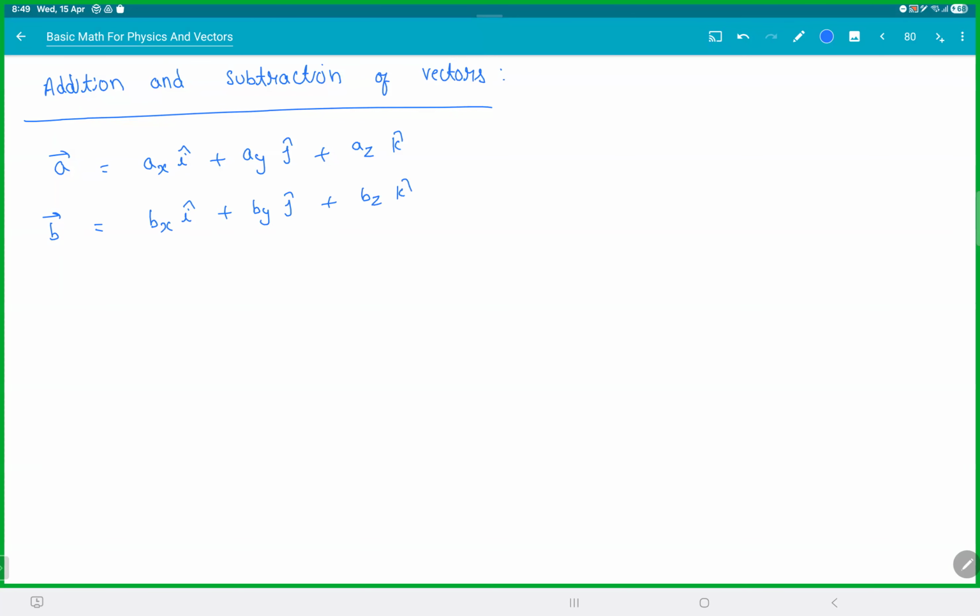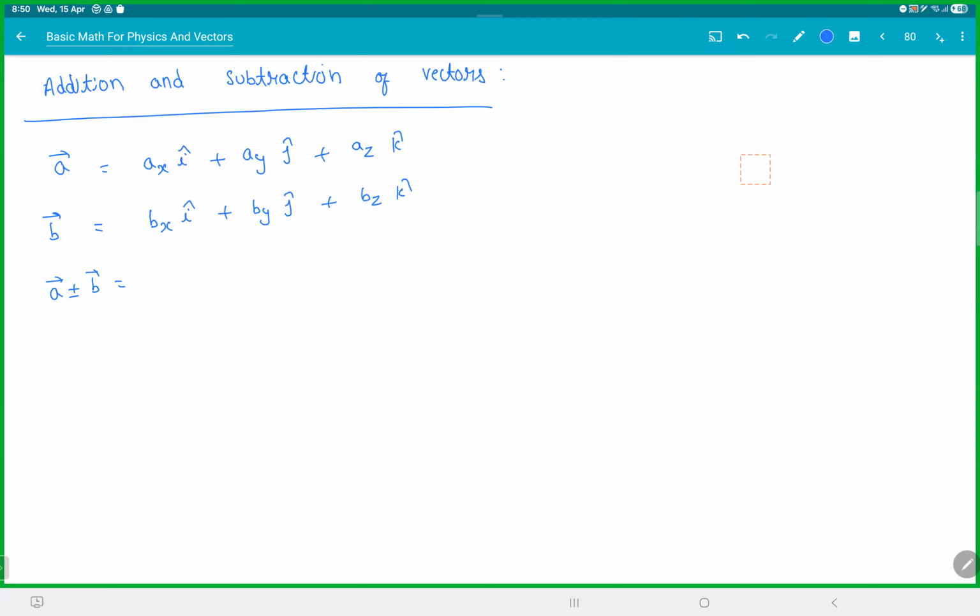Whenever you want to add or subtract vectors A plus or minus B, it's straightforward. Think of it like this: if I have 3 apples, 4 oranges, and 2 watermelons, and in the second box I have 2 apples, 1 orange, and 3 watermelons, when I add them, how do you add? Add apples to apples, oranges to oranges, and watermelons to watermelons. You don't add apples to oranges and all that stuff.